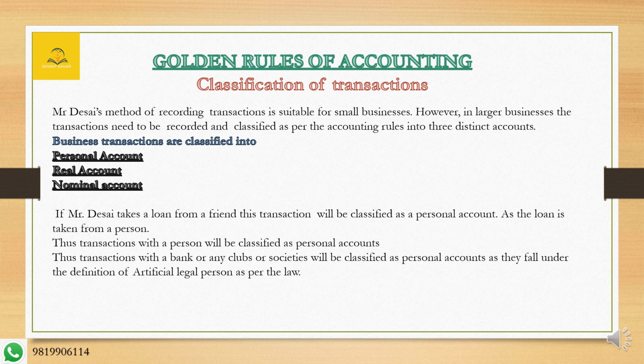Other accounts that fall under the definition of artificial legal person are clubs, societies, bodies of persons, associations of persons, etc.